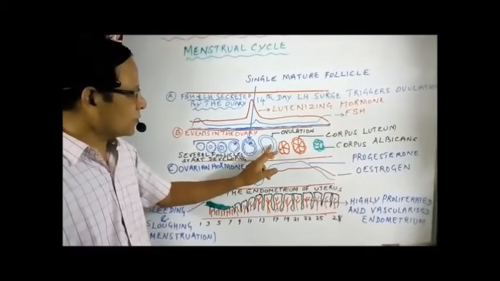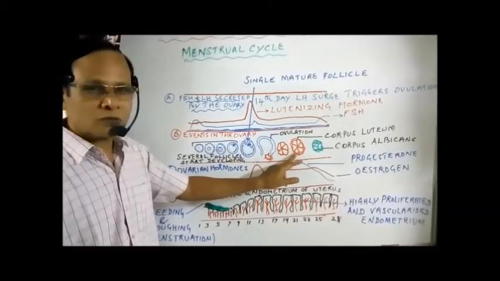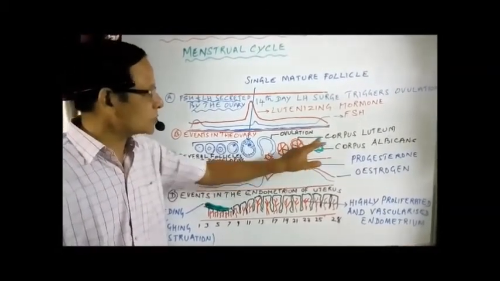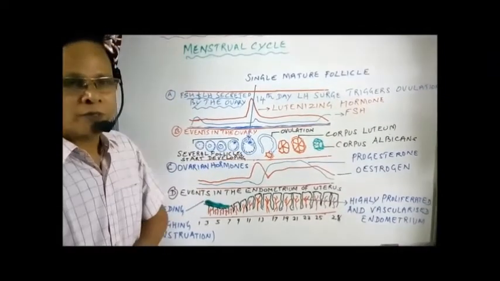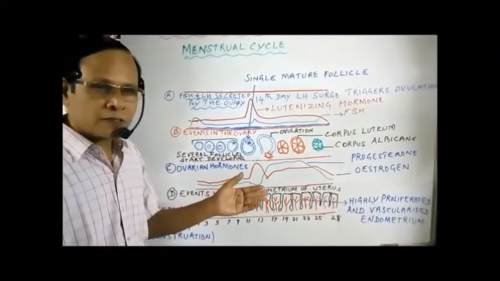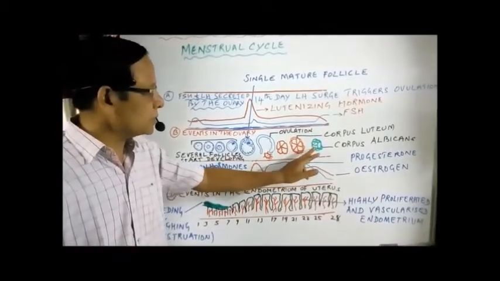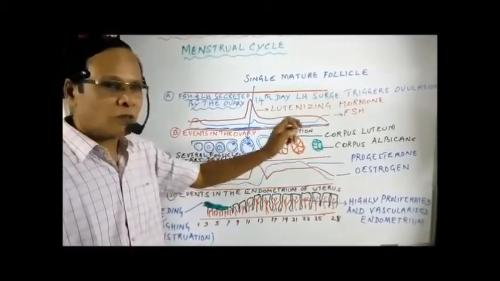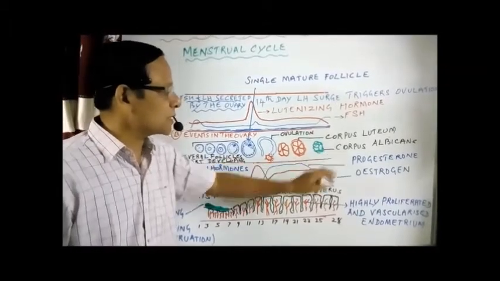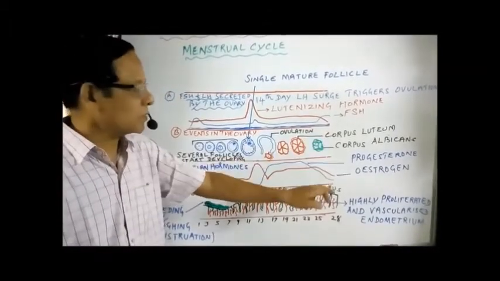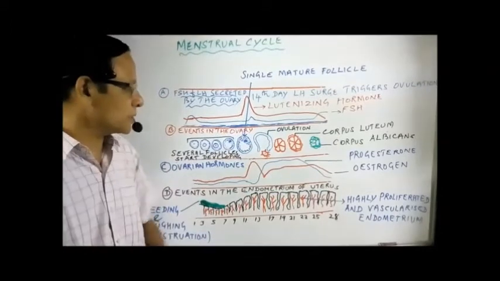After ovulation, the empty follicle gets converted into a transitory endocrine gland called the corpus luteum. If fertilization does not occur, if there is no pregnancy, it is represented as scar tissue that has lost its function, called corpus albicans. Luteum is yellow in color, albicans is white in color.